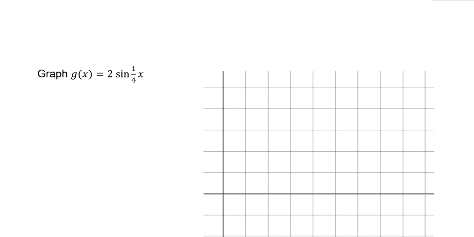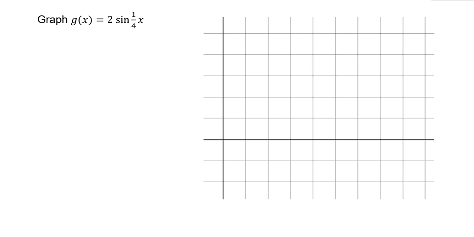Okay, this next one is sine. So again, we've got to label and identify our pieces. So A is 2, our B is 1/4, and our period is calculated by taking 2 pi divided by b. It's a fraction, so I'm going to write it out the long way, because dividing by a fraction means multiplying by its reciprocal.